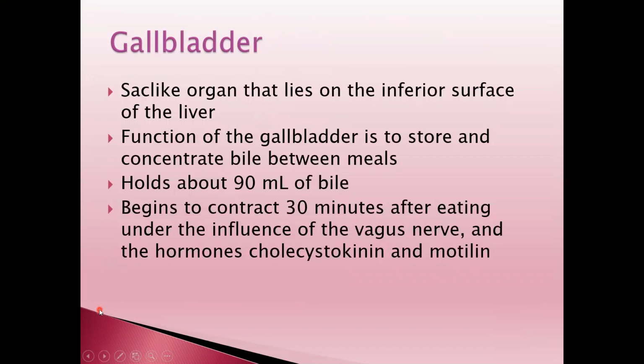So what's the gallbladder? The gallbladder is a sac-like organ that lies on the inferior surface of the liver. The function of the gallbladder is to store and concentrate bile between meals. It holds about 90 milliliters. It begins to contract after eating under the influence of the vagus nerve and some hormones that we talked about before, cholecystokinin and motilin.